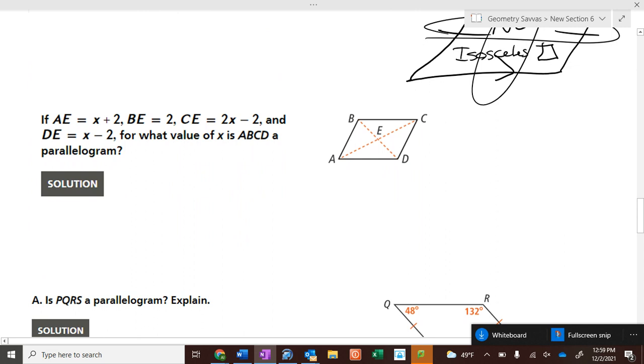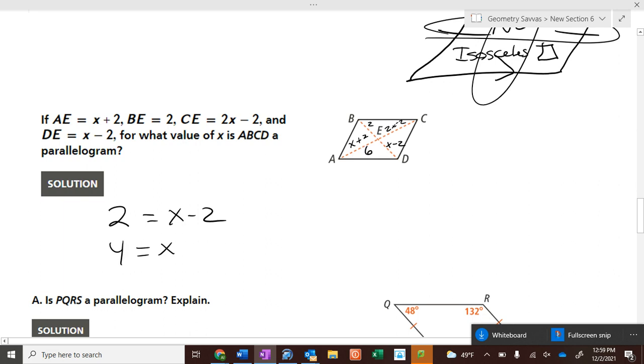Okay? So for this, what do we need to make a parallelogram here? Well, we have diagonals. They're bisecting each other, I hope. So AE is x plus 2. EC is 2x minus 2. BE is 2. And DE is x minus 2. What does the value of x have to be? Well, I just set BE equal to ED to find it. BE, 2, should be equal to x minus 2. What do we do to each side to solve this one, Oliver? Add 2. X equals 4.